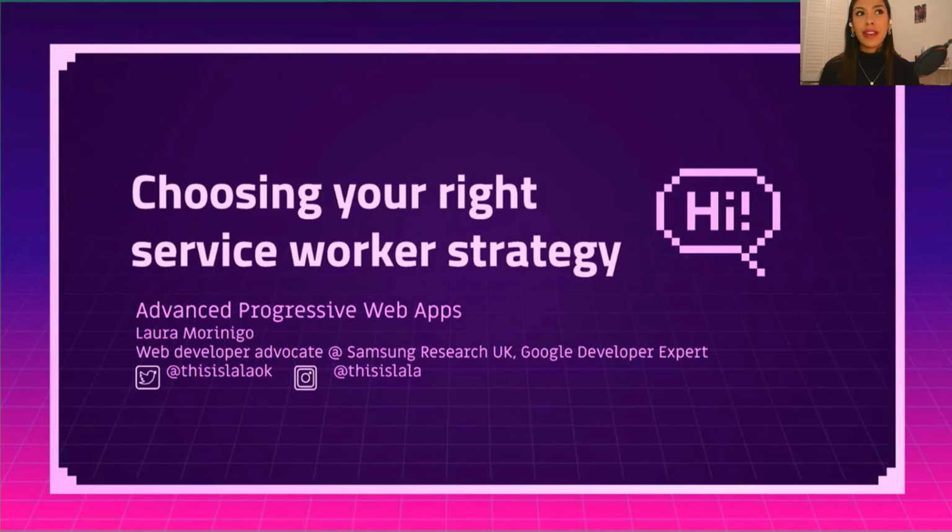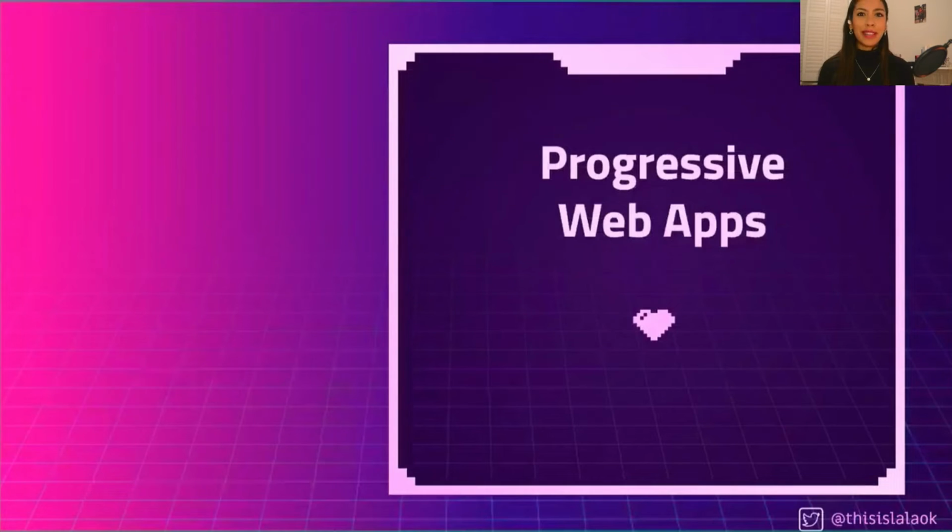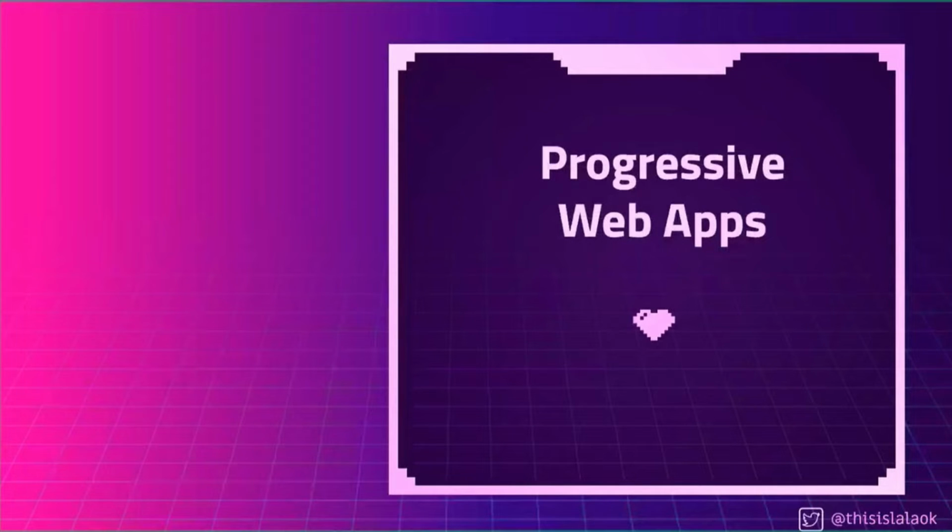And today we're going to talk about choosing your right service worker strategy. Let's start, because we don't have much time, but stay with me during the next 20 minutes. What we will see is: what is a progressive web app? What do I need to build a PWA? What is a service worker? What is the life cycle of a service worker? And basically any other facts that will help you to choose the way that you're going to build your service worker in your web app.